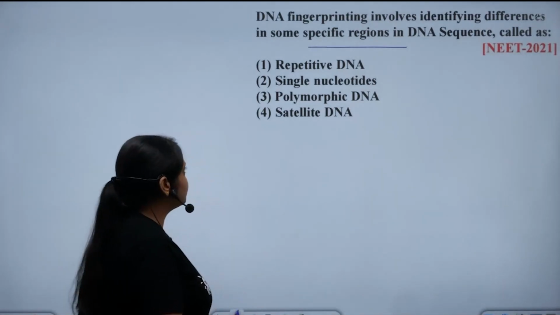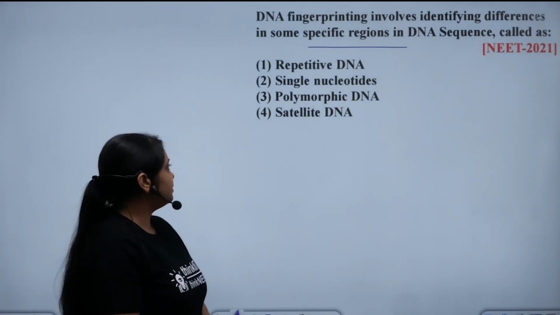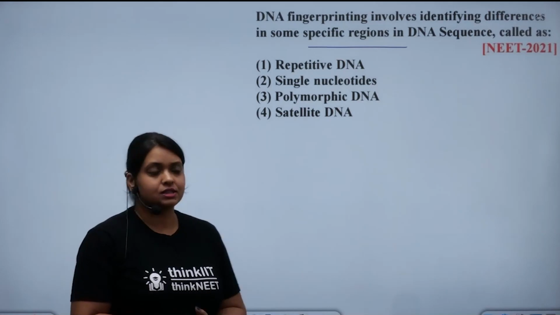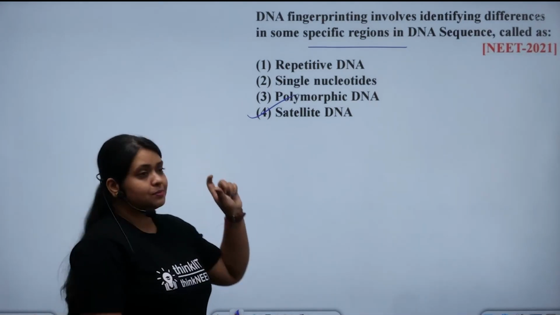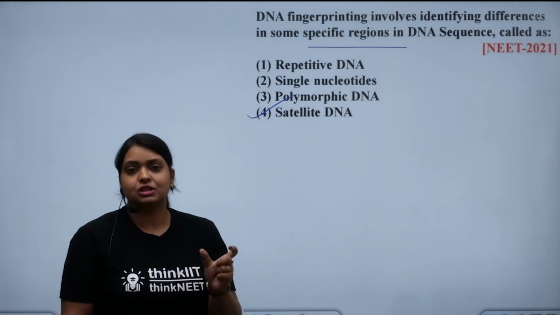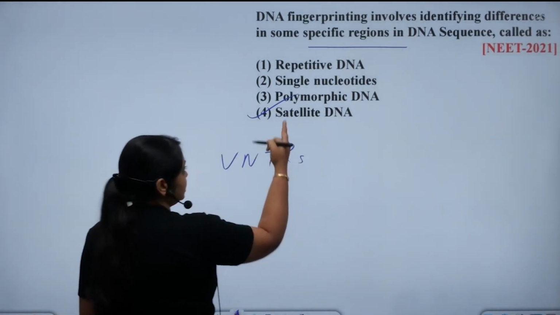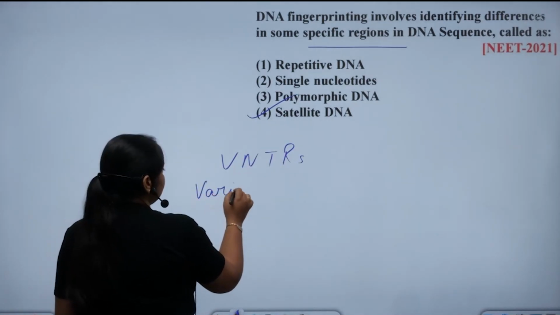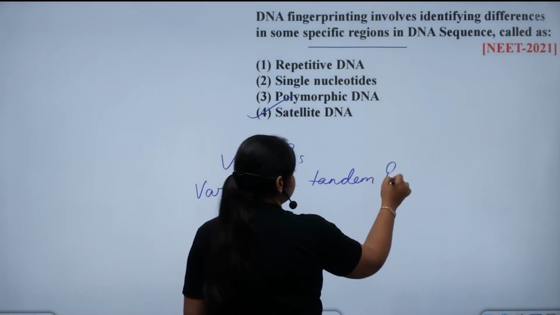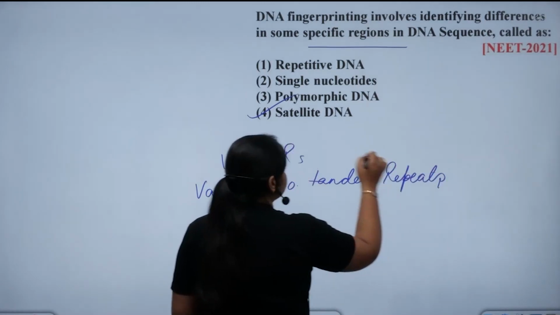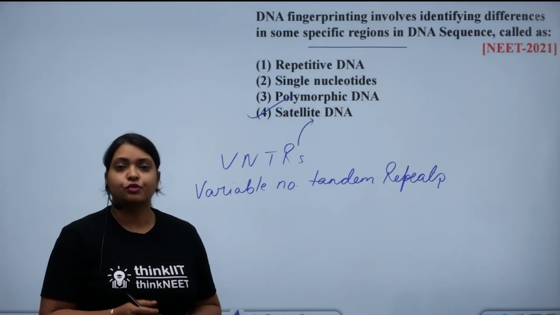Now let's move on to the options. First, repetitive DNA. Second, single nucleotides. Third, polymorphic DNA, and fourth is satellite DNA. So the correct answer for this question is the fourth option, that is satellite DNA, because the specific regions of DNA which are different in different individuals are VNTRs, which we use in DNA fingerprinting technology, that is variable number tandem repeats. And VNTR is an example of satellite DNA. So that's why the correct answer for this question is your fourth option.